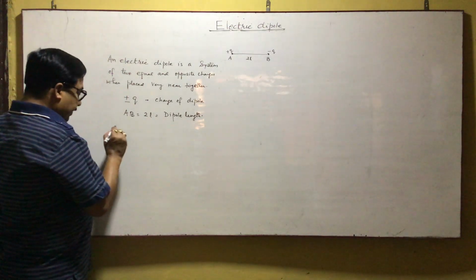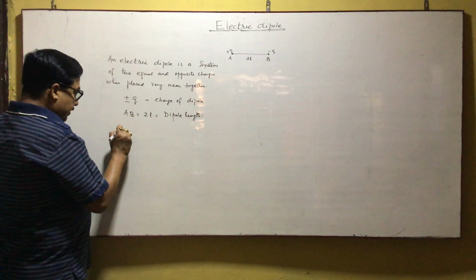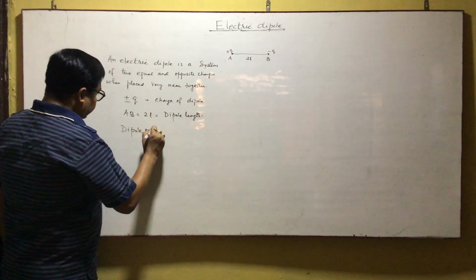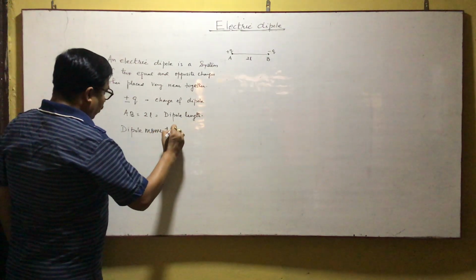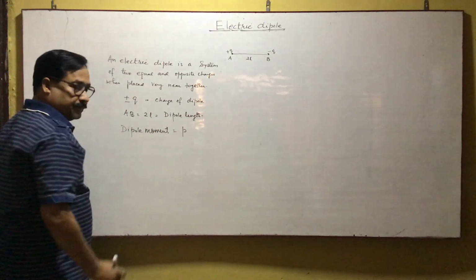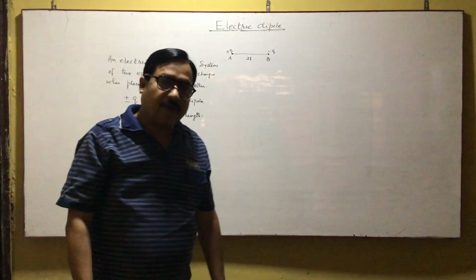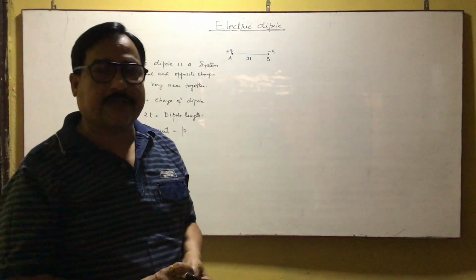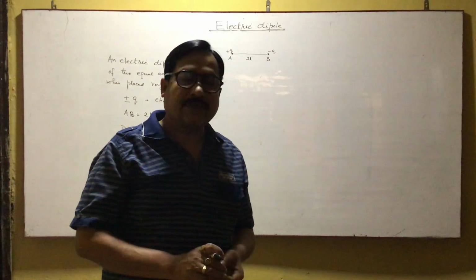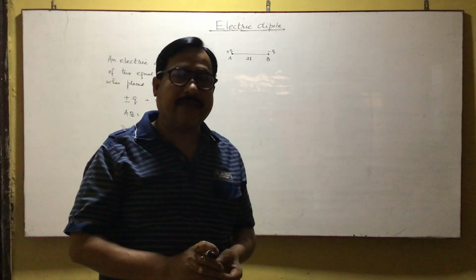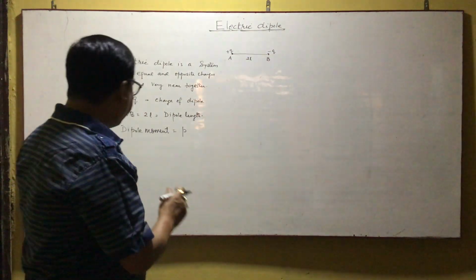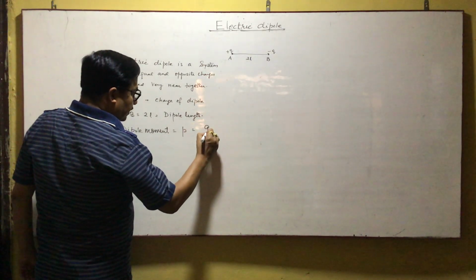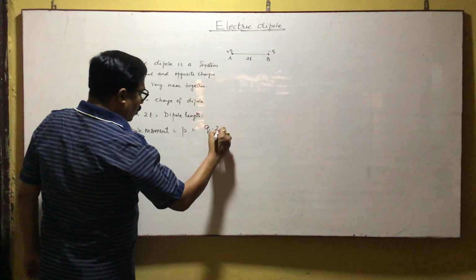Now we have to define a term known as dipole moment, denoted by P. So dipole moment or moment of a dipole is defined as the product of charge and the length of dipole. So dipole moment P is expressed as charge Q and twice L.